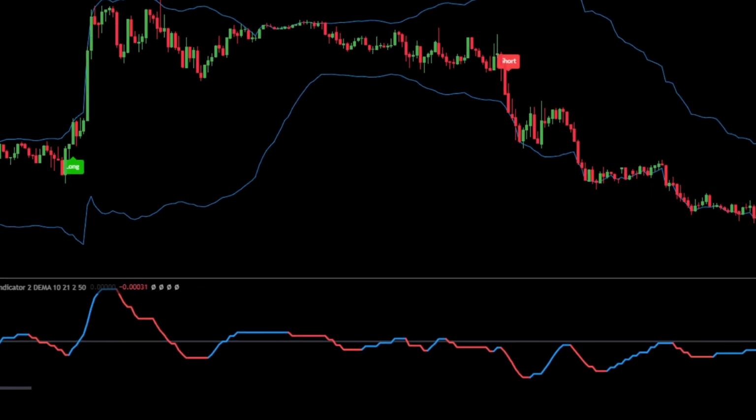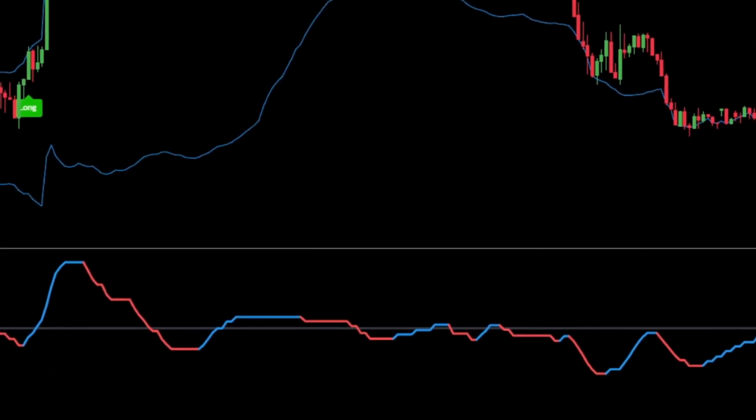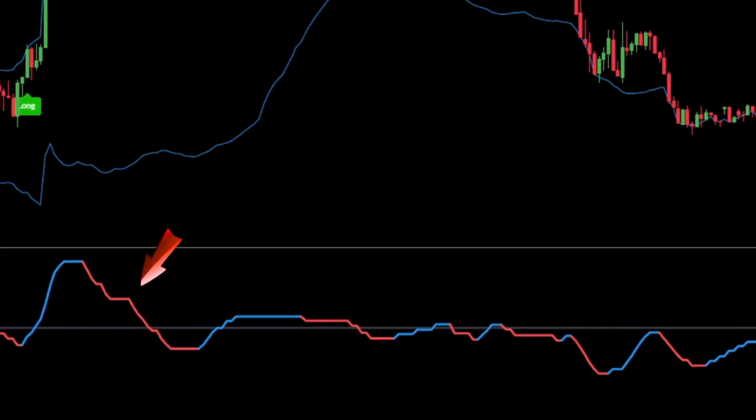Using the OBV MACD indicator is very easy. If the OBV MACD signal line is blue, it indicates a bullish confirmation. If the OBV MACD signal line is red, it indicates a bearish confirmation.